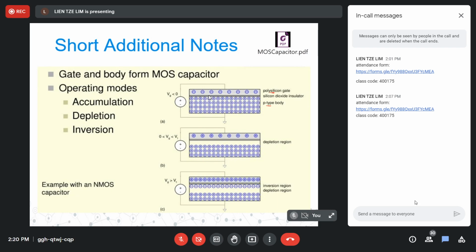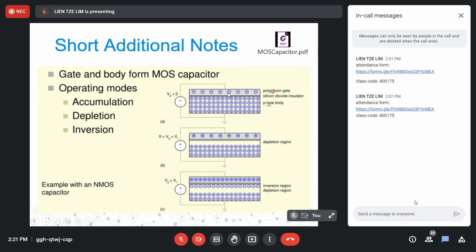There are three operating modes. Before that, you learned about cutoff, saturation, and linear. They are actually related: those refer to the operation of the transistor. Accumulation, depletion, and inversion are also operating modes, but they refer to the state of the charge carriers, negative and positive, within the body and the gate.